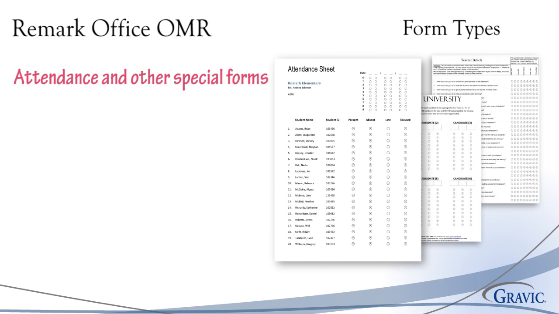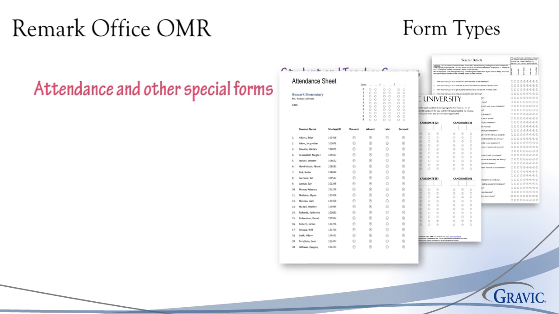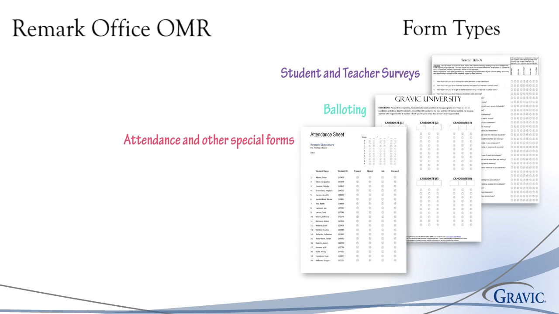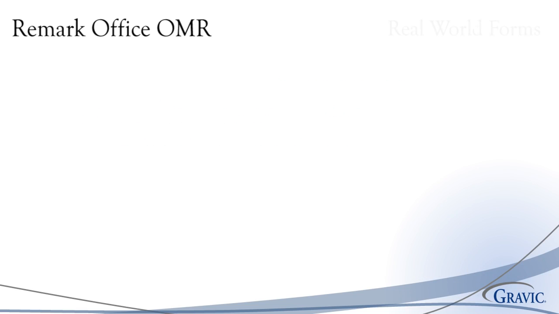Daily or weekly attendance sheets can be created, including student rosters and teacher information, to streamline the process of taking attendance in primary and higher education classrooms. Attendance forms can help teachers to determine if students are exceeding the acceptable number of absences. These are just some of many different form types that you can use with Remark Office OMR.